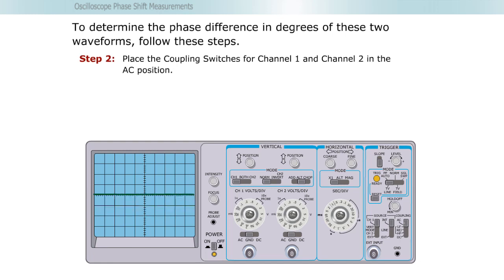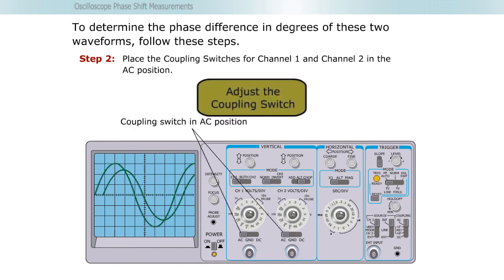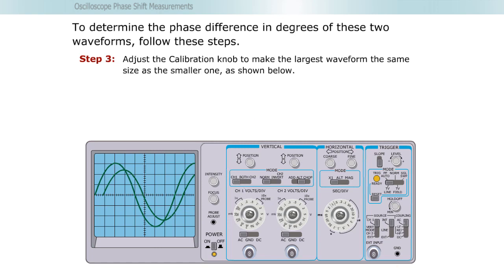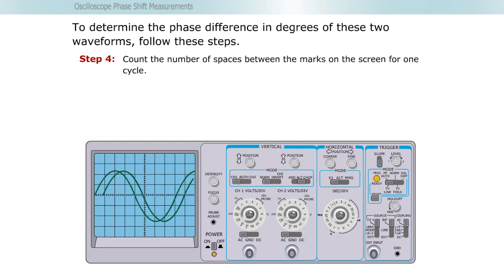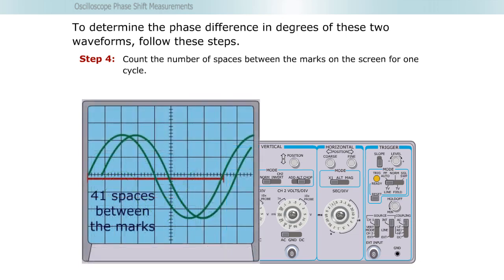Step 2. Place the coupling switches for channel 1 and channel 2 in the AC position. Step 3. Adjust the calibration knob to make the largest waveform the same size as the smaller one. Step 4. Count the number of spaces between the marks on the screen for one cycle. Here there are 41 spaces between the marks.